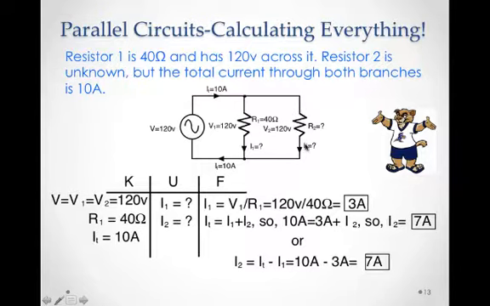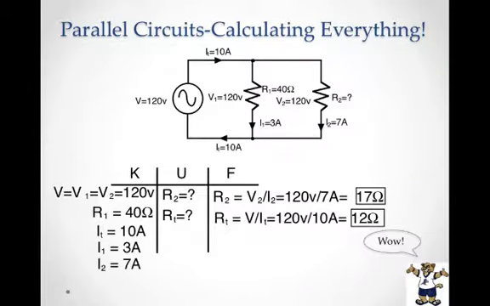Well, if I know the current here is 7 amperes and I know what the voltage is across, I can find out what that resistance is, what R2 is. So that's what we're going to do on the next slide. So finding the resistance here, since I know this is 120 volts and 7 amps is flowing through it, R2 is equal to V2 divided by I2. And so 120 divided by 7 is 17 ohms right here.